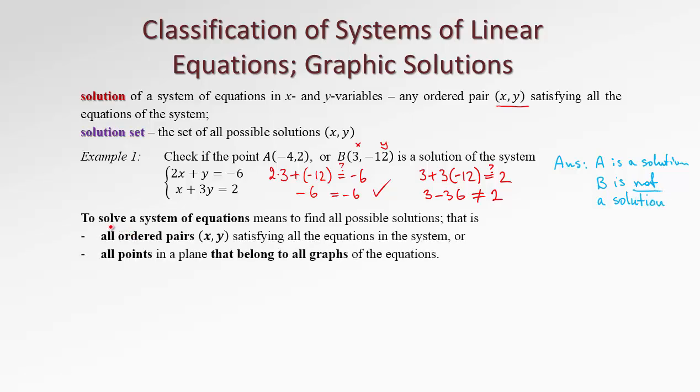Okay, so let's summarize. To solve a system of equations means to find all possible solutions. In example 1, we just checked that A is a solution, but how do we know if there are no other solutions? We didn't actually solve this system, we just checked if those particular points are solutions. However, to solve a system means to find all possible solutions. That is, all ordered pairs x, y that will satisfy all equations in a system, or all points in a plane that belong to all graphs of the equations.